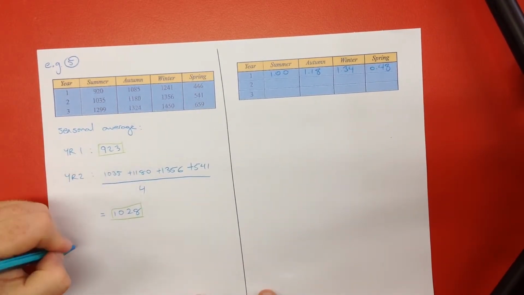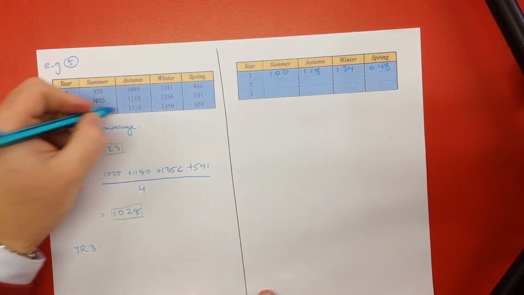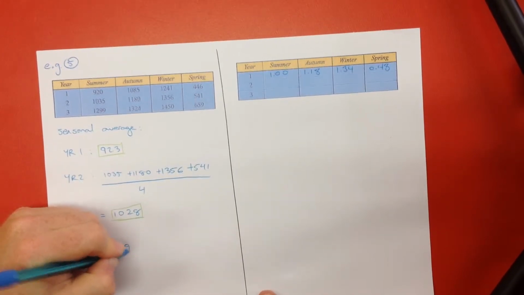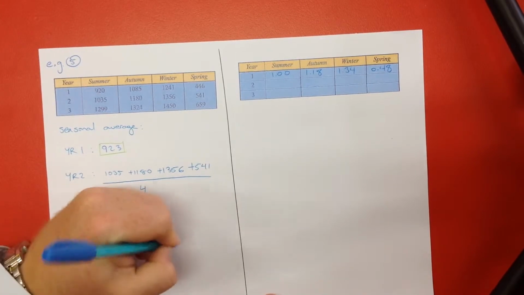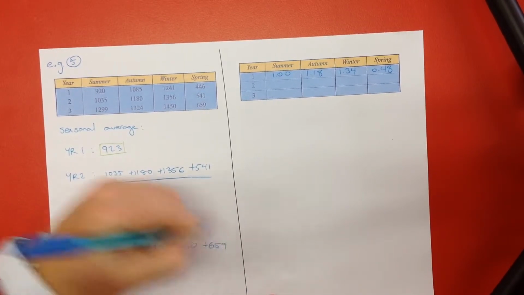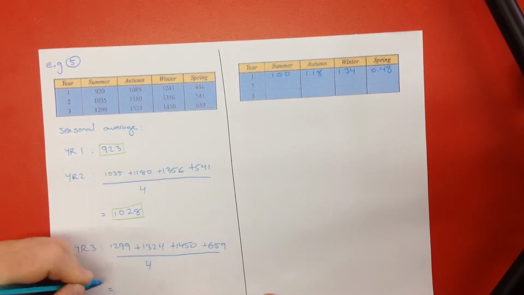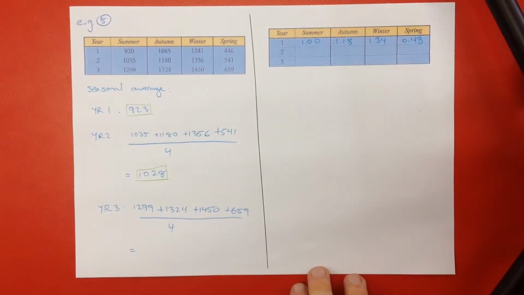Let's find our third seasonal average for year 3. I'm going to add up all of them and divide them by 4. We're just finding an average. You know by now that an average is add everything up and divide it by the amount of things that we have. So I've added all 4 of these. I'm going to divide it by 4 pieces of data is what we have. Once I do that, I'm going to get 1183.